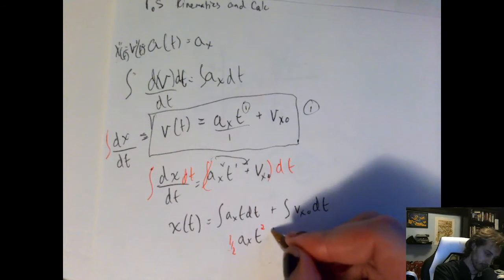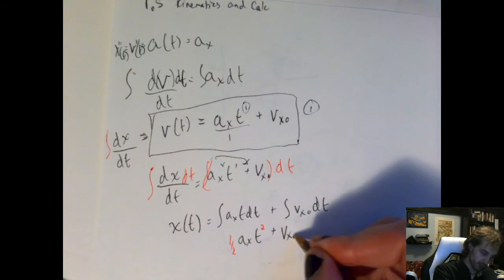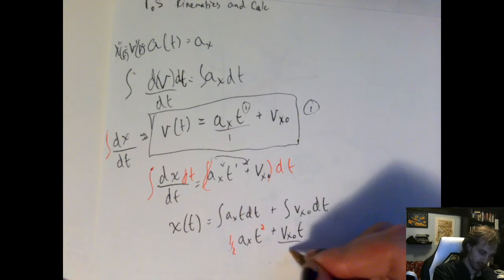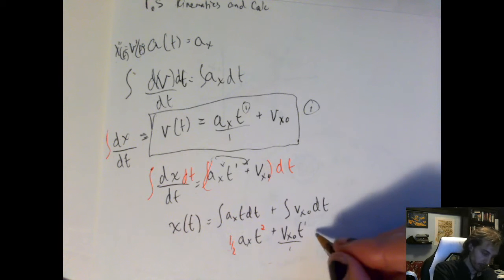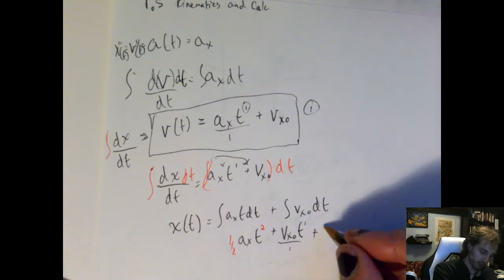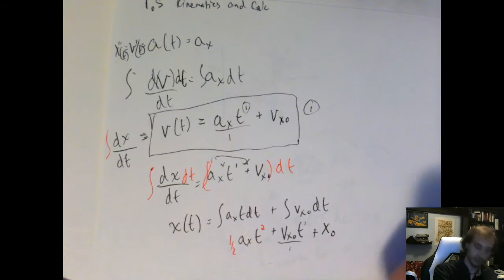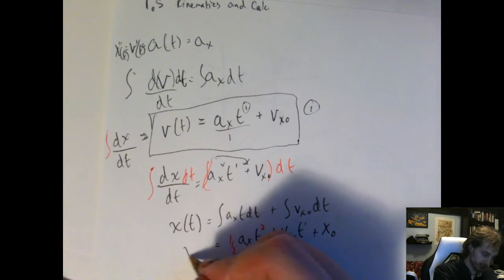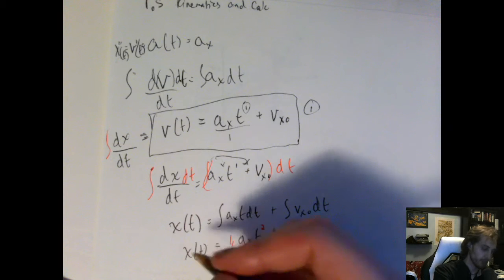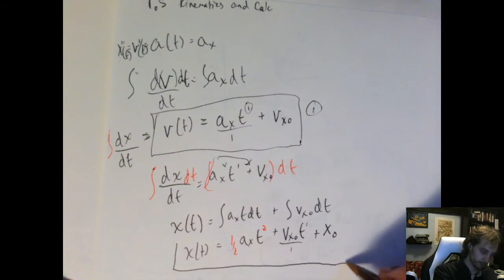Plus vx naught times t, again divided by the 1 and to the first power, but those are basically not there, plus some constant representing our initial value. And let's call that our initial position, x naught. So that's x as a function of time. This is our second equation.